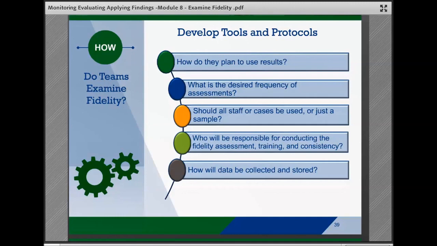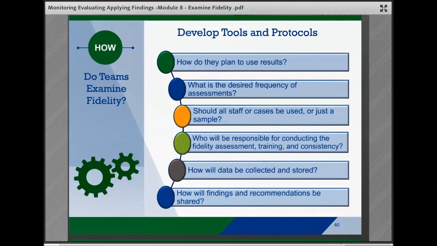How data should be collected, aggregated, stored, and maintained, and how confidentiality will be protected. And how will fidelity assessment findings and recommendations be shared, for example, with supervisors and coaches for developmental purposes, and in aggregate form for wider distribution? Teams will need to weigh their desire for the best information with what is reasonably feasible within their system, and the development of fidelity tools can be supported by either internal or external data collection specialists or program developers.